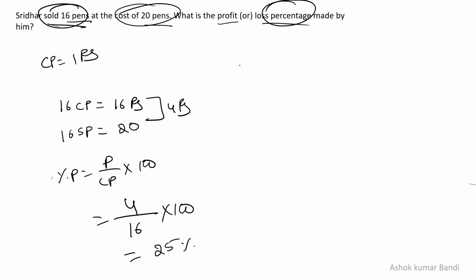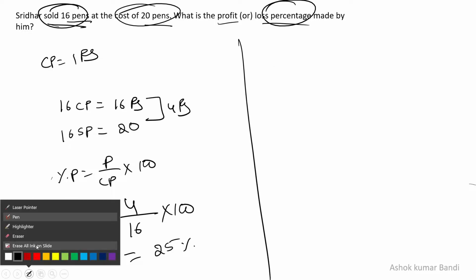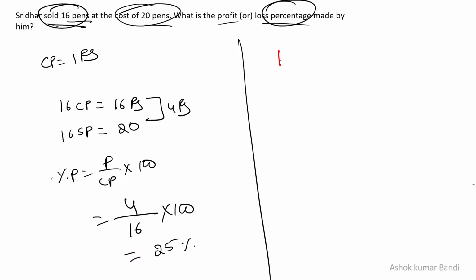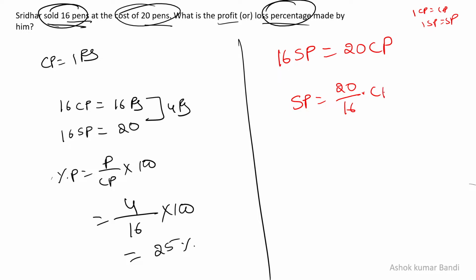Our second way here is simply to write whatever is given in the statement, like 16 pens selling price is equal to 20 pens cost price. I am assuming 1 pen cost price equal to CP, like instead of x and y I am taking x on CP only. 1 pen selling price equal to SP only. So 16 pens selling price equals 20 pens cost price. Now find out SP in terms of CP. So SP equals 20 by 16 into CP, that equals 5 by 4, that equals 1.25 CP.